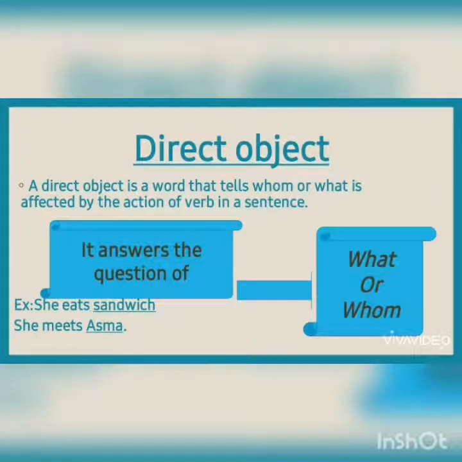How can we identify direct and indirect object? Let's see. Direct object. A direct object is a word that tells whom or what is affected by the action of a verb in a sentence. It answers the question of what or whom. Look at these sentences. She eats a sandwich. She eats what? A sandwich. She meets Asma. She meets whom? Asma. So, we identify direct object by asking the question whom or what.